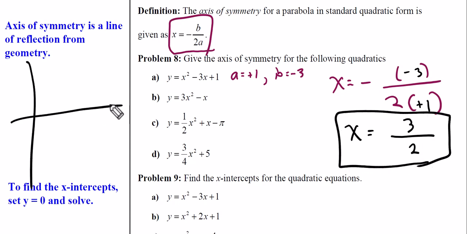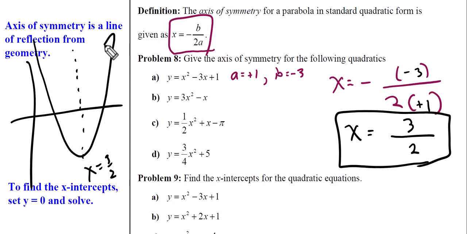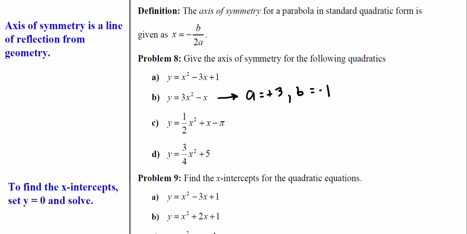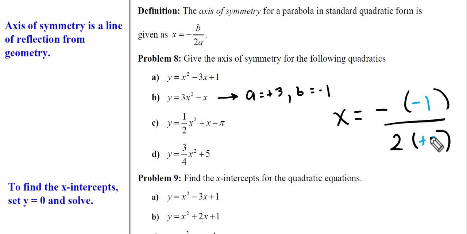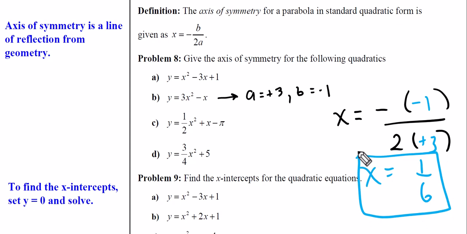What this means is if I had a parabola, for example, and I drew a line like this, this would be x equals 3 over 2. My parabola is being chopped right down the middle through that line, x equals 3 over 2. Part B, we have a is positive 3, b is negative 1. We'll set this up again with parentheses, being careful and mindful of any signs. The top is b, so that's a minus 1. The bottom is a, positive 3. We simplify this. A negative times a negative is a positive 1, and then 2 times 3 is a 6. So for part B, our axis of symmetry is x equals 1 over 6.